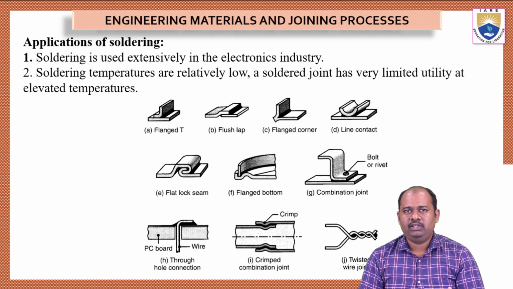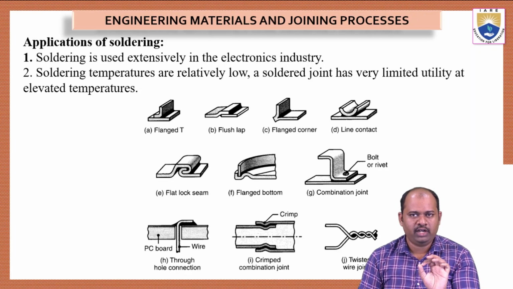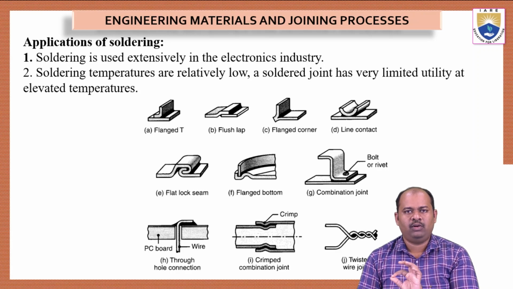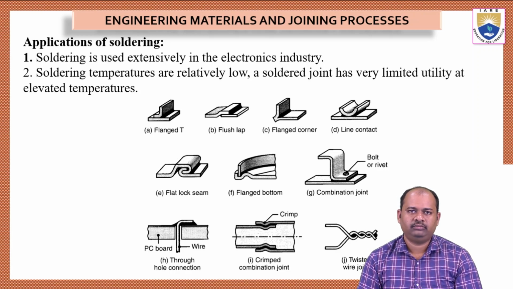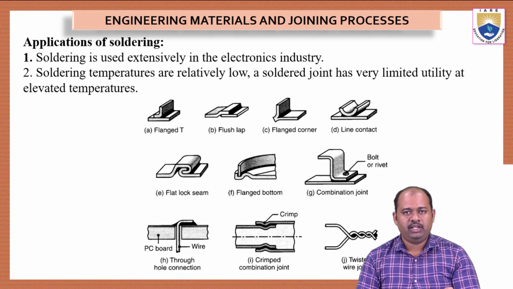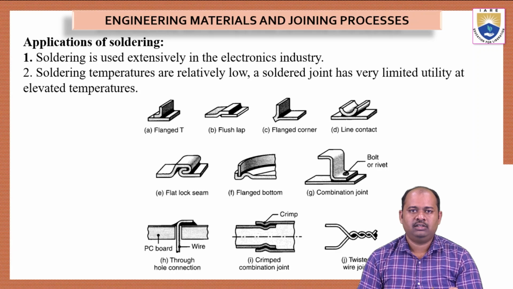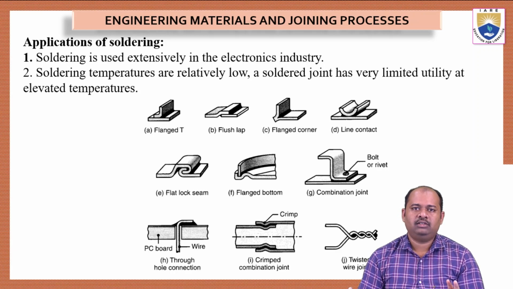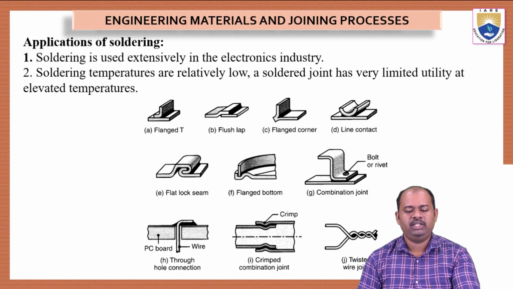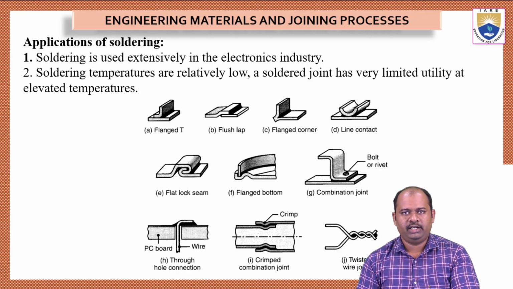Soldering is used extensively in the electronics industry because it forms a weak joint. So it is very suitable for very small joints that are formed on an electronic device board. Soldering temperatures are relatively low. A soldered joint has very limited utility at elevated temperatures. This is also very important because at elevated temperatures, a soldered joint may not withstand. It will easily break off. So these are the applications of soldering techniques.